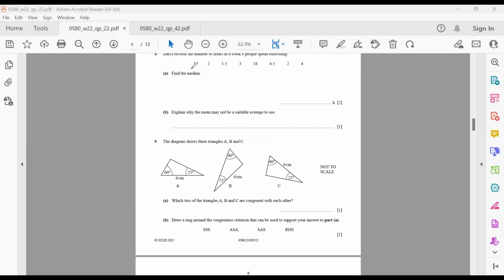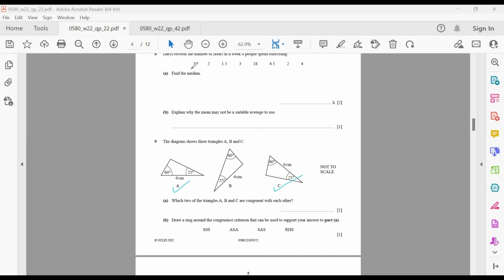Okay. Now let's look at question 9, congruency. So congruency is basically that every angle of two triangles is exactly the same. So if we look at our triangle A, the side 6 is between the two angles 60 and 25. If we look at triangle B, the side 6 is not between 60 and 25. But in triangle C we can see that side 6 is between angles 25 and 60.